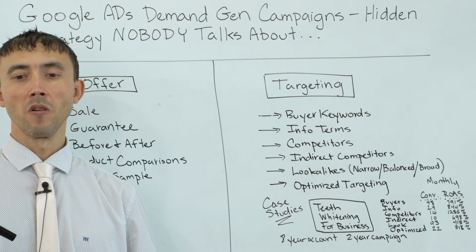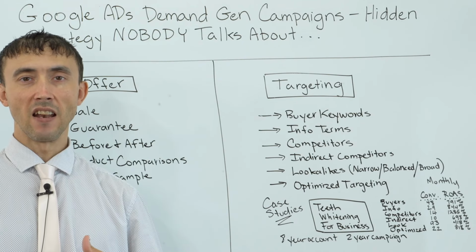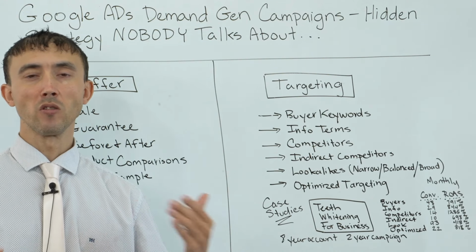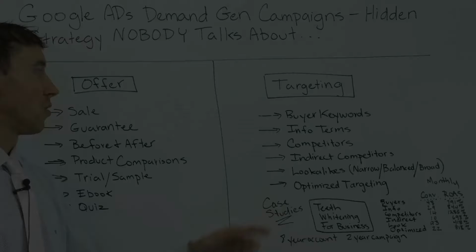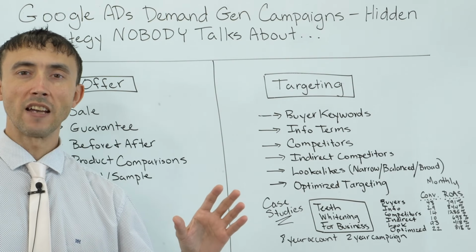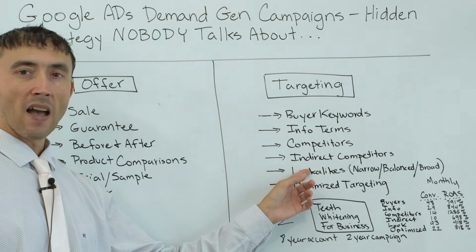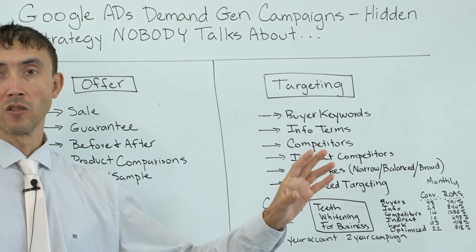What are people buying that if they didn't buy what you sell, they'd buy that instead? And you go after those people, and you also do it with the custom intent audience. You also got lookalikes. Google, a few years back, got rid of lookalikes targeting on display campaigns, which was a bummer. They brought it back for demand gen campaigns, and it works very, very well.